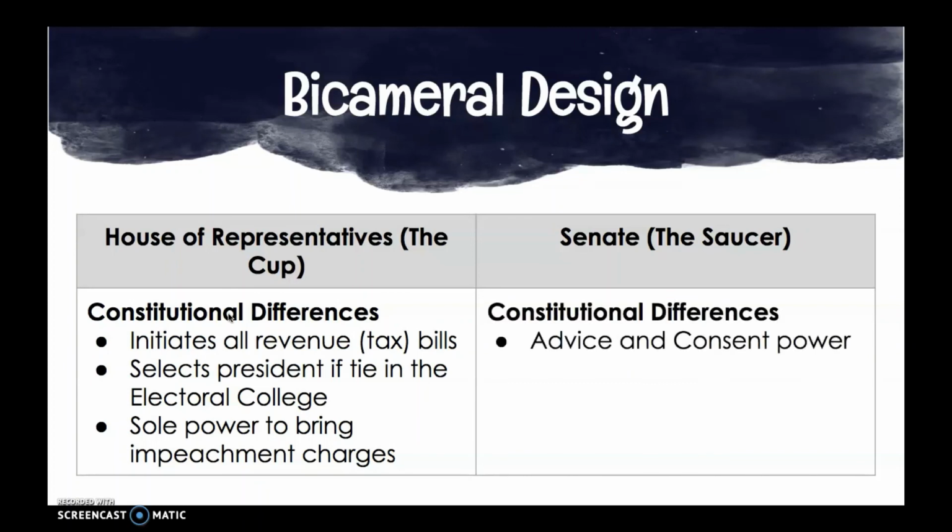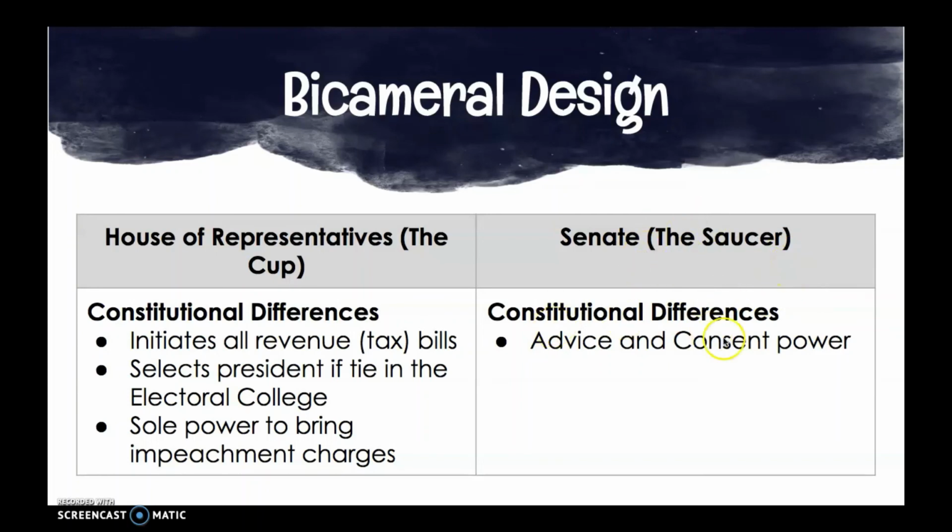Now, the Senate has a little bit more responsibility when it comes to constitutional power, namely, as we've talked about, the advice and consent power of the Senate. This is that ability to confirm or deny presidential appointments, whether that's cabinet secretaries, federal judges, or foreign ambassadors, even U.S. ambassadors to other countries. So this is a really large check on presidential power. And the Senate may even recommend people for positions that they approve.